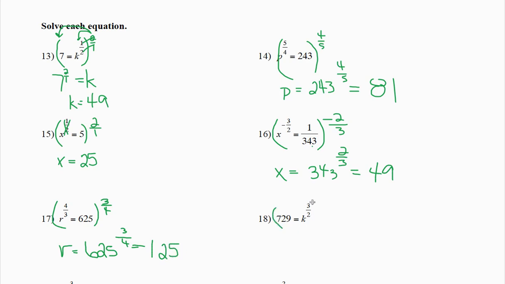And then the last one, remember we're doing it times the reciprocal, so k is equal to 729 to the 2/3. The cube root is 9, and 9 squared is 81. Again, just use your scientific calculator.